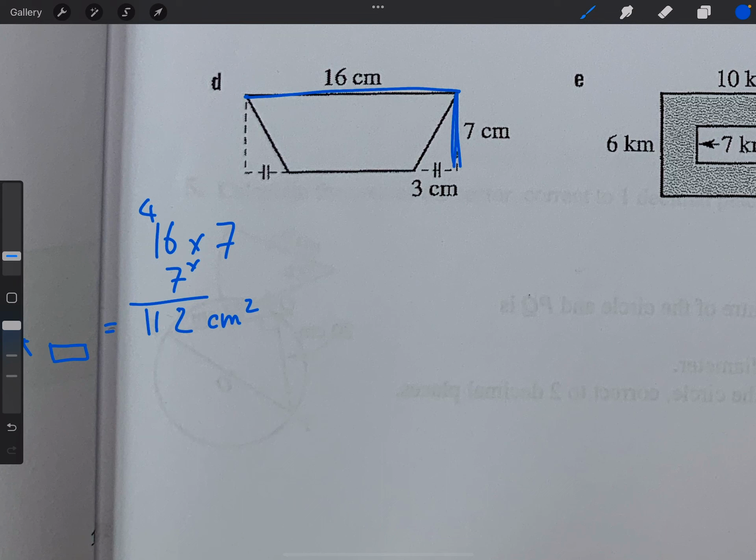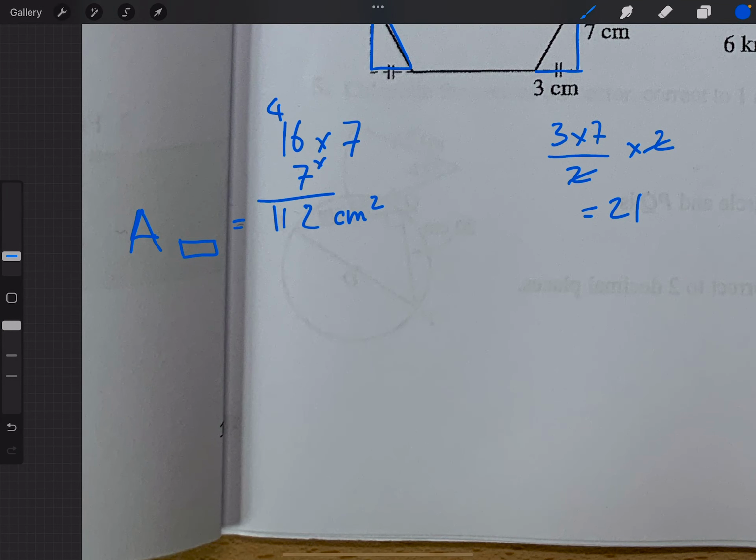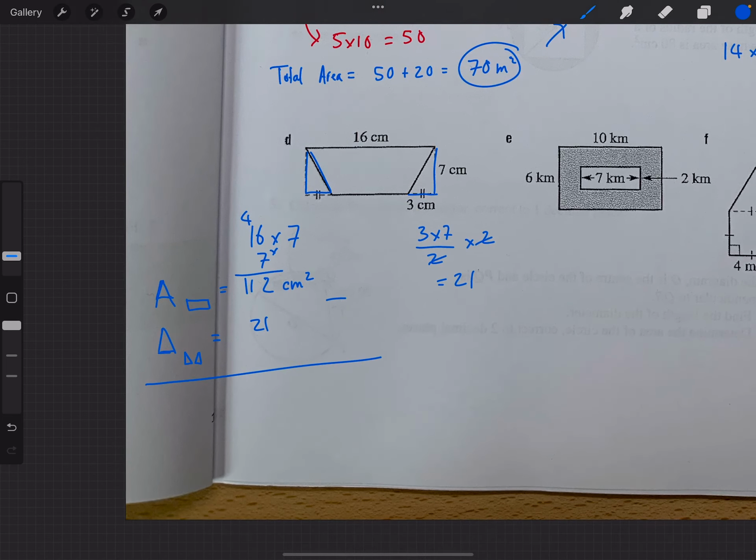Now we've got to find the area of this triangle that's being subtracted. So we do 3 times 7 divided by 2. But then you've got 2 of them, so let's multiply it by 2 again. And that'll give you 3 times 7 equals 21. So the area of the 2 triangles, this triangle and this triangle, is equal to 21. And now we do basic subtraction and you get the answer in centimeters squared.